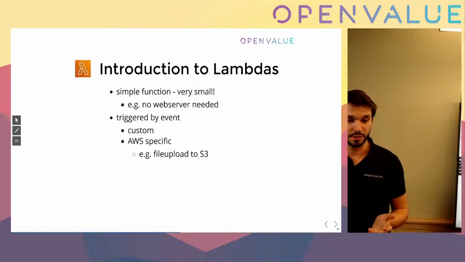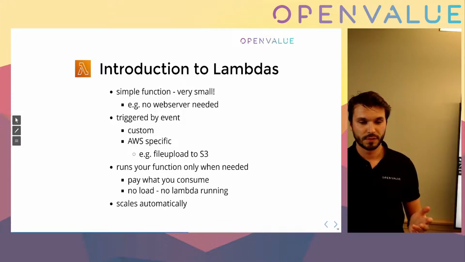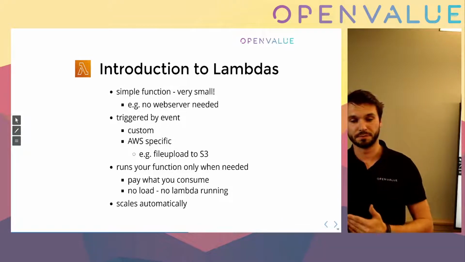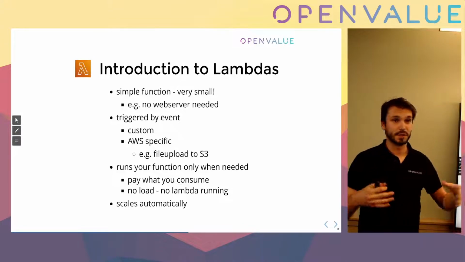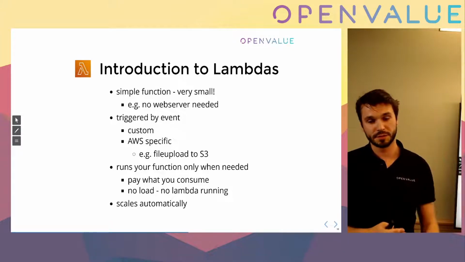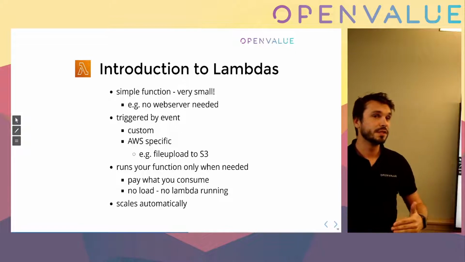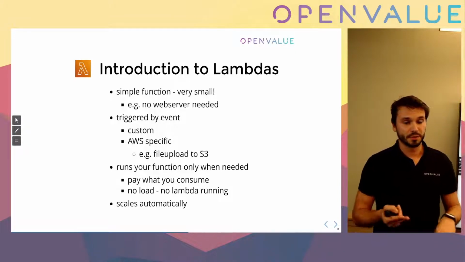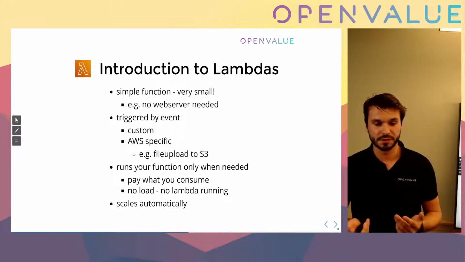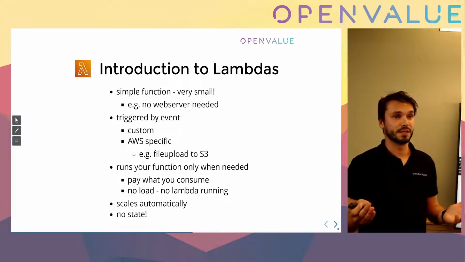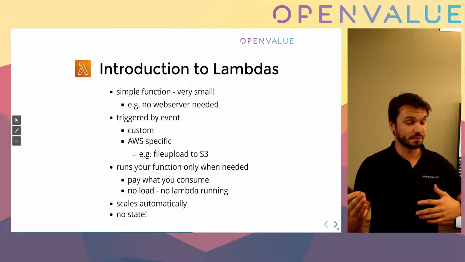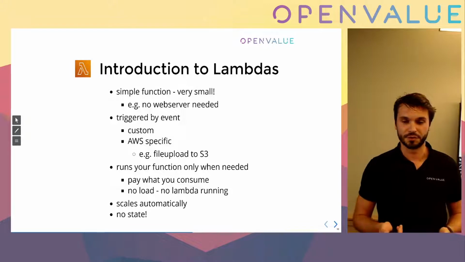One nice thing about lambdas is the automatic scaling, which means lambda functions only run when you need them. So when a lambda is called, it might get started because there's been no load before, and when there's no load after, it might get shut down again. This means when you're using lambdas in your architecture, you only pay what you consume. A nice side effect is that we cannot have any state in memory, so we have to think about that. Each lambda we have and start might get shut down in the future.